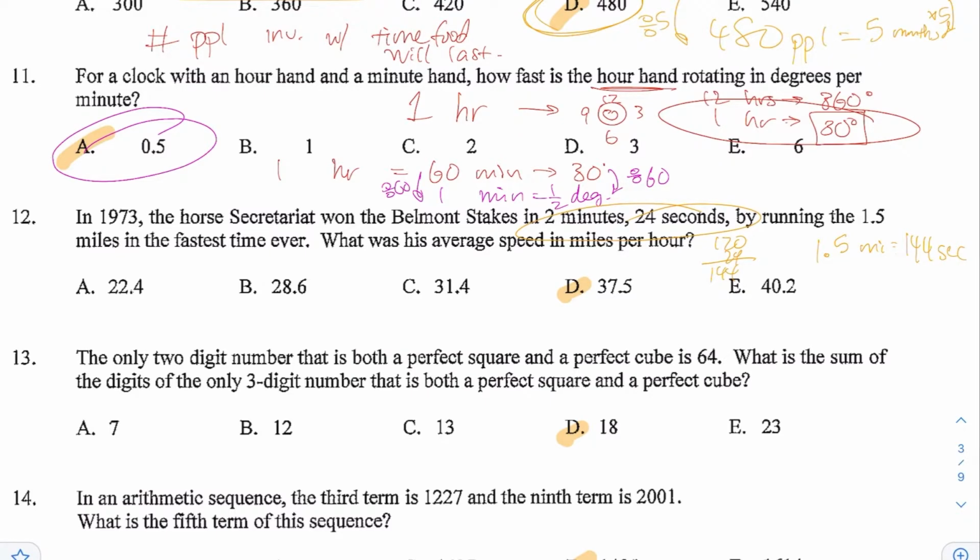Now here, to figure out miles per hour, you know that in 1 hour you have 60 minutes, and in each minute you have 60 seconds, so that will be 3,600 seconds. So you put 3,600 seconds underneath the 144 seconds, and this would be x miles, and this is your proportion. So you have 1.5 times 3,600 is equal to 144x, and you have to divide by 144.